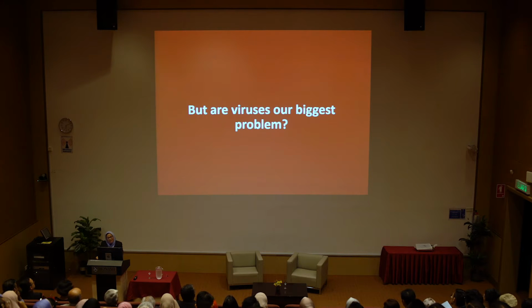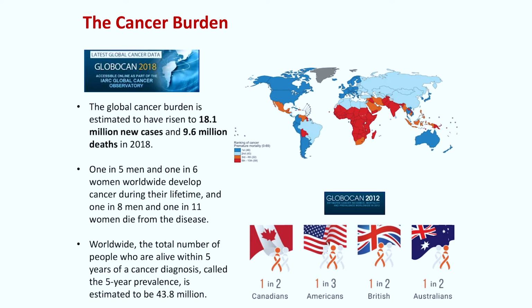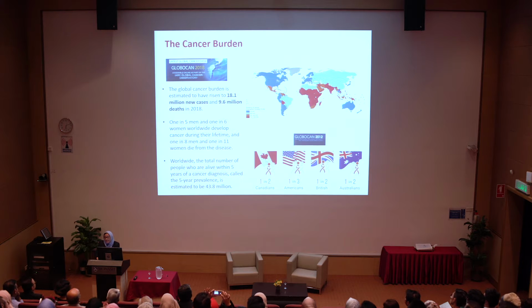But are viruses our biggest problem? No. Statistics released by GLOBOCAN a couple of months ago are nothing short of alarming. The global cancer burden is estimated to have risen to 18.1 million new cases and 9.6 million deaths in 2018. And it is estimated that cancer will at some time be the biggest cause of premature mortality in most countries.